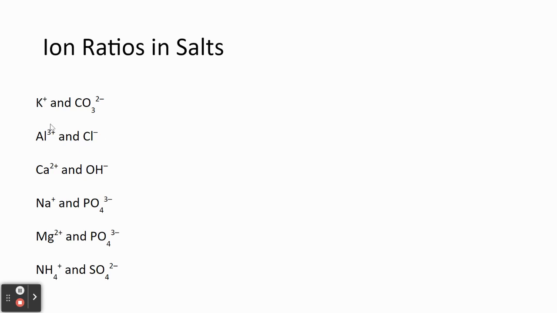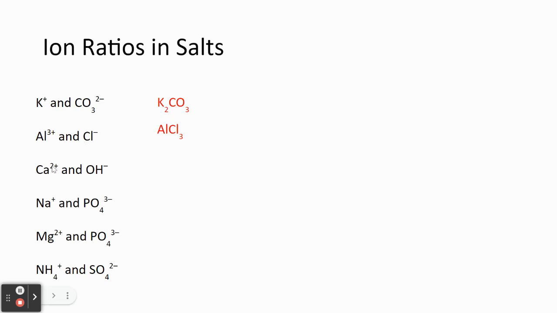So let's look at some of these ion ratios in salts. So if we have a potassium ion and a carbonate ion, the 1 from the potassium would get dropped down here, and the 2 from the carbonate would get dropped down here, and our formula would be K2CO3. Aluminum has a +3 charge, chloride has a -1 charge, and if we crisscross those numbers, our formula becomes AlCl3.